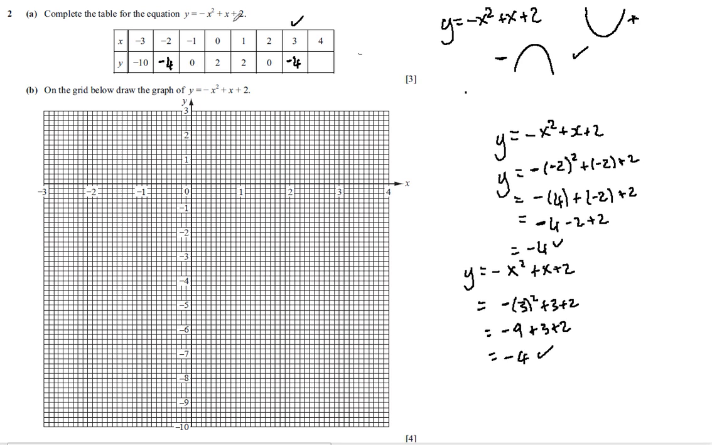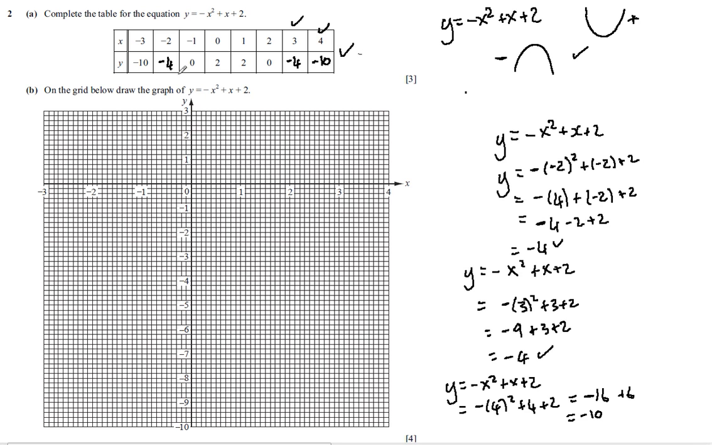So we can kind of predict that negative 10 should appear at the 4. But let's have a look, let's double check that. So y is equal to negative x squared plus x plus 2. So when x is equal to 4, it's going to be equal to negative 4 squared plus 4 plus 2. And that's negative 16 plus 6, which is equal to negative 10. And that's what we get. Those will give us 3 marks.